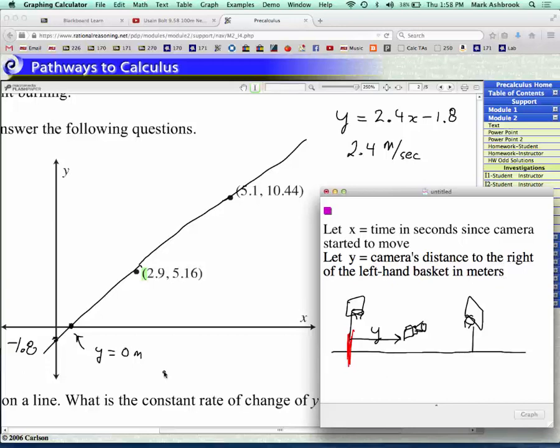So it'd be right on the basket at zero, and then we see that it's moving to the right, because that's increasing. So then what about before? Kate's saying that it could be to the left. It started at negative 1.8. Right. So we could start over here at time zero. If our reference point is to the right, then to the left just could be negative distance, or the opposite of distance. So it's perfectly fine. At time equals zero, the camera is negative 1.8 meters, or 1.8 meters left.